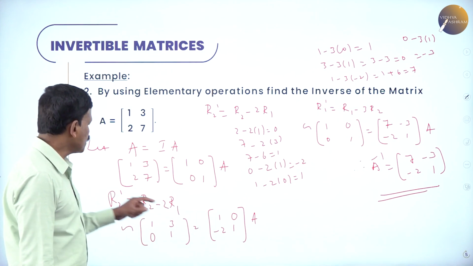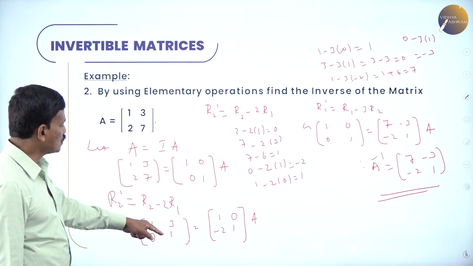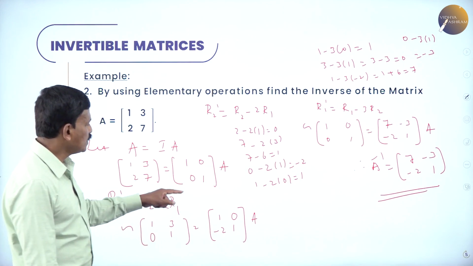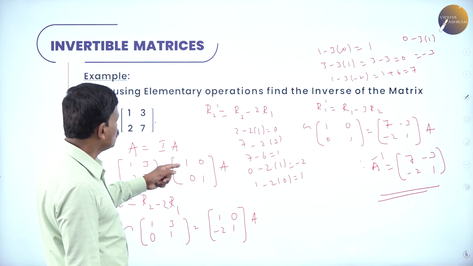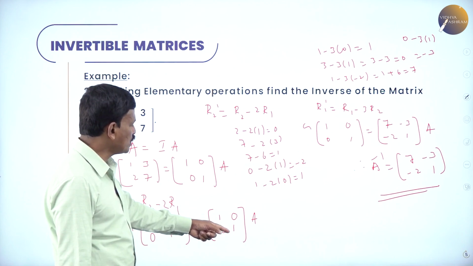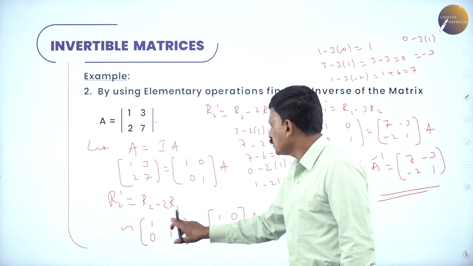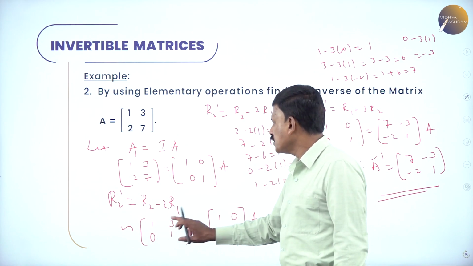1 3 1 0, same. 2 minus 2 into 1 is 0. 7 minus 2 into 3 is 7 minus 6, which is 1. Again, 0 minus 2 into 1 is minus 2. 1 minus 0 into 2 is 0, so 1 minus 0 is 1. Similarly, 1 0 1 and so on. Now, convert this to 0.